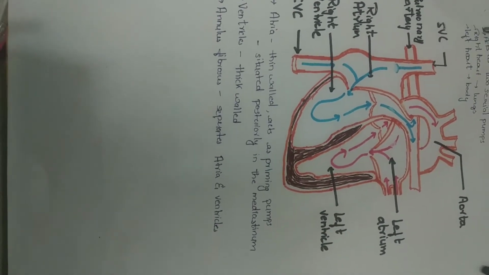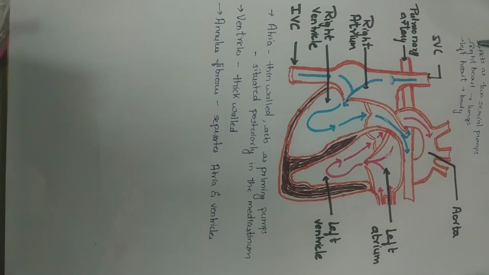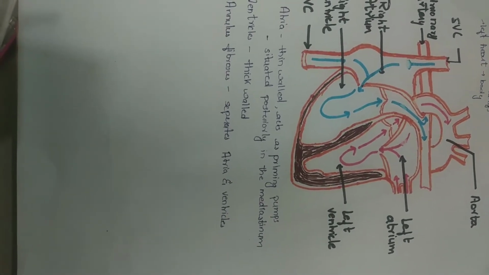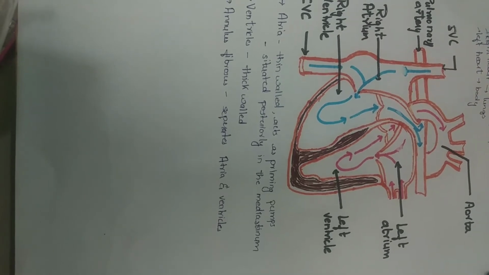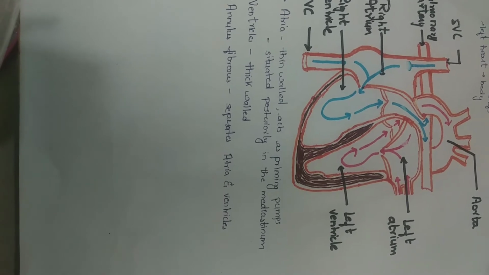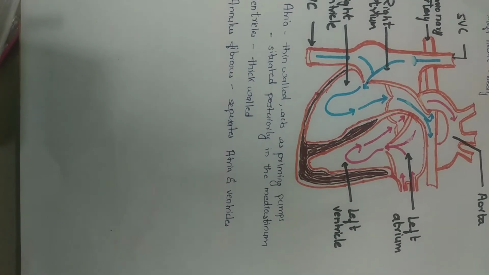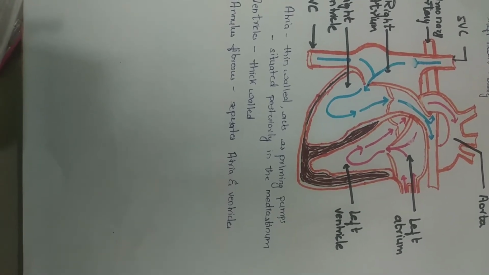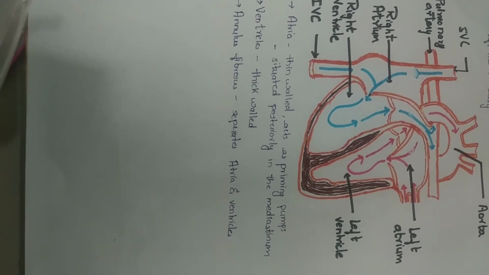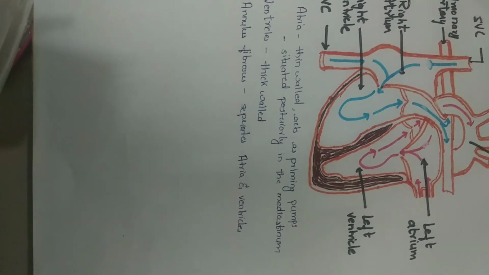The atria are thin-walled structures that act as the priming pumps for the ventricles. That means the blood to the ventricle is given by the pumping mechanism of the atria. And they provide most of the energy which is required to maintain the circulation. As we know, the SA node and AV node are found in the atria.